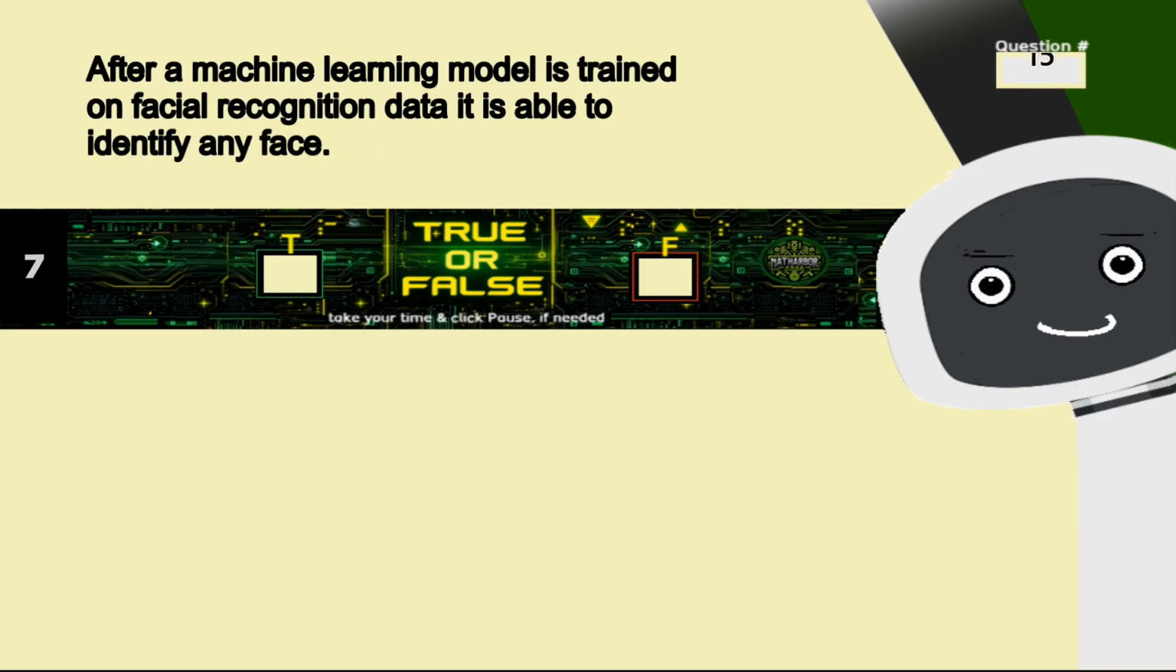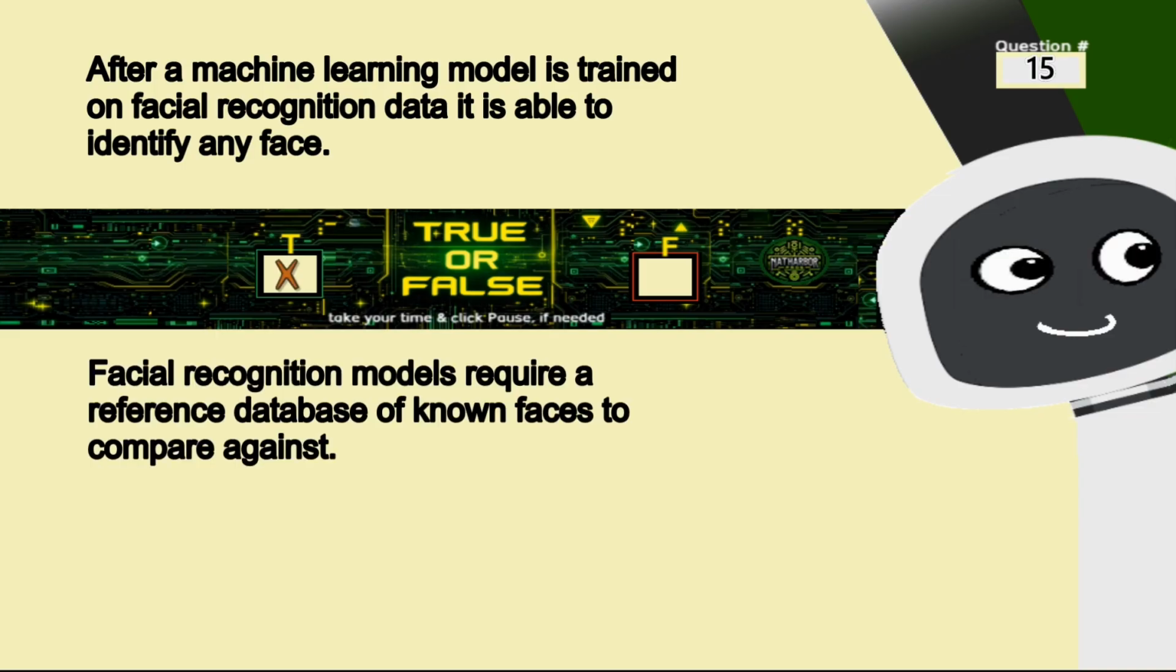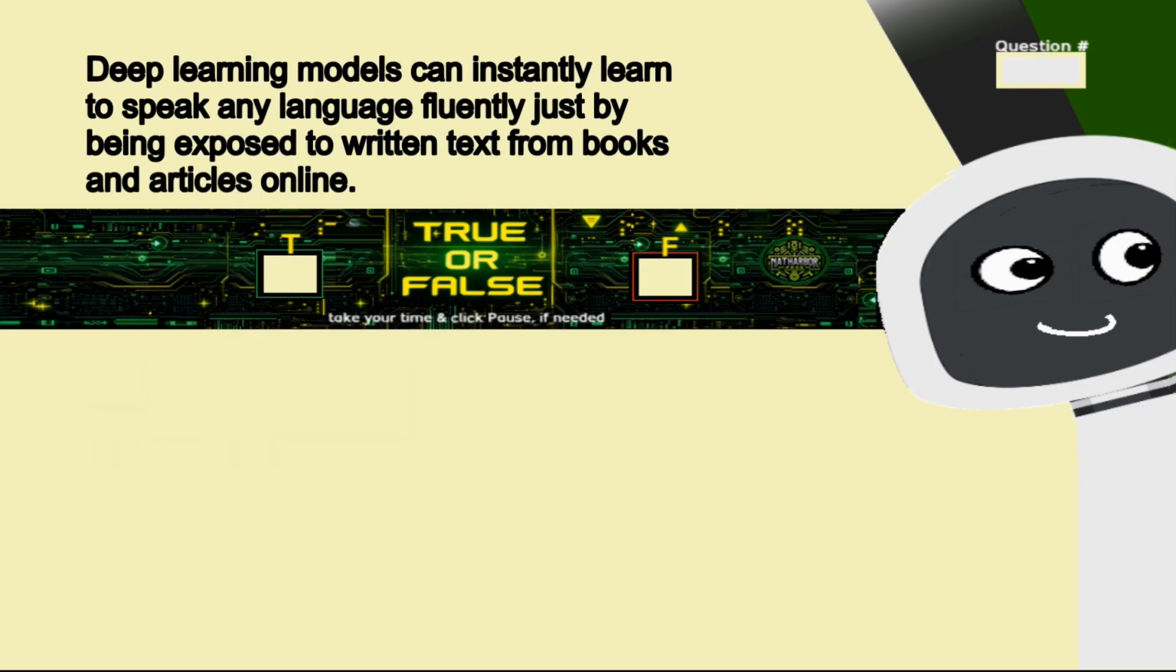True or false? After a machine learning model is trained on facial recognition, it is able to identify any face. That's not completely true and a bit misleading. While facial recognition models can indeed identify people in images or videos, they still require a reference database of known faces to compare against.